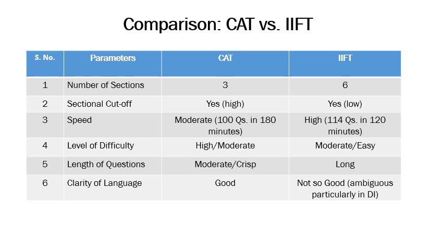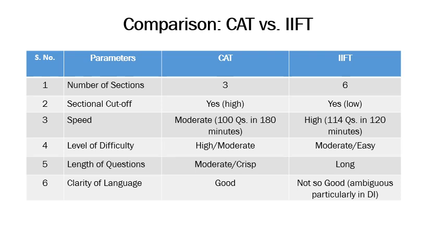For example, if you look at the number of sections, the CAT has 3 sections while IIFT has 6. So far as sectional cutoff is concerned, yes, it is there in CAT as well as in IIFT, but the sectional cutoffs are very high in CAT while they are pretty low in IIFT. On the speed front, the speed is moderate in CAT. For example, we have to do 100 questions in 180 minutes, while in IIFT we have to solve a little over 100 questions in 120 minutes.